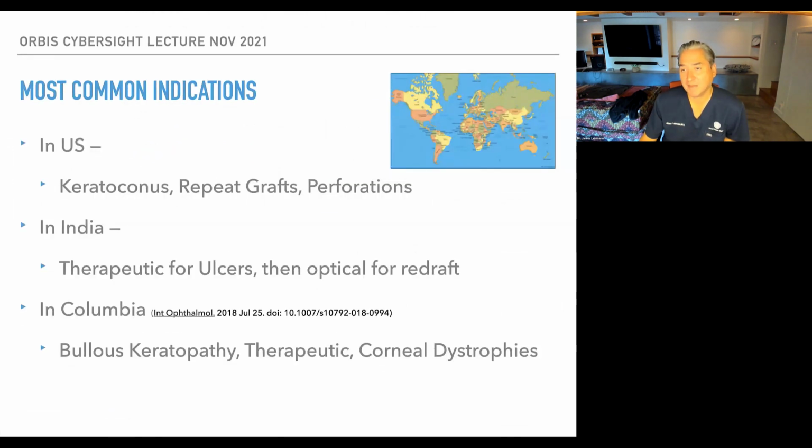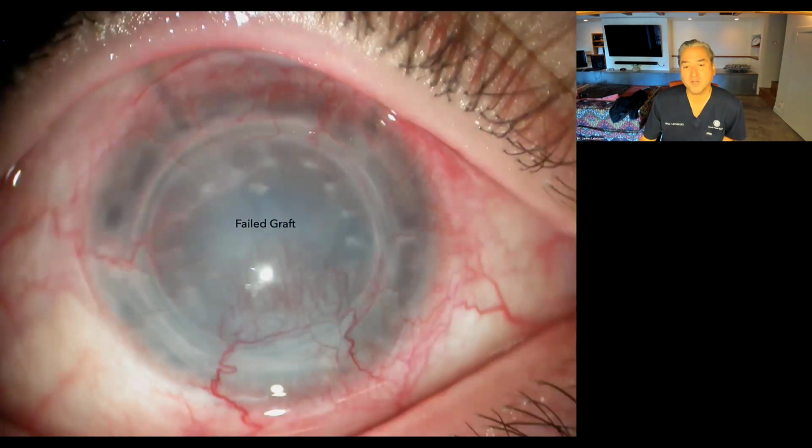In India, for example, the indication's different. So that's mostly therapeutic PKs done for ulcers, and then an optical one done for a regraft. That's the number 1 reason for a PK in India. In Colombia, for example, I misspelled that, by the way. Sorry about that. It was spell check. Bullous keratopathy, therapeutic, and corneal dystrophies. That was from 2018.